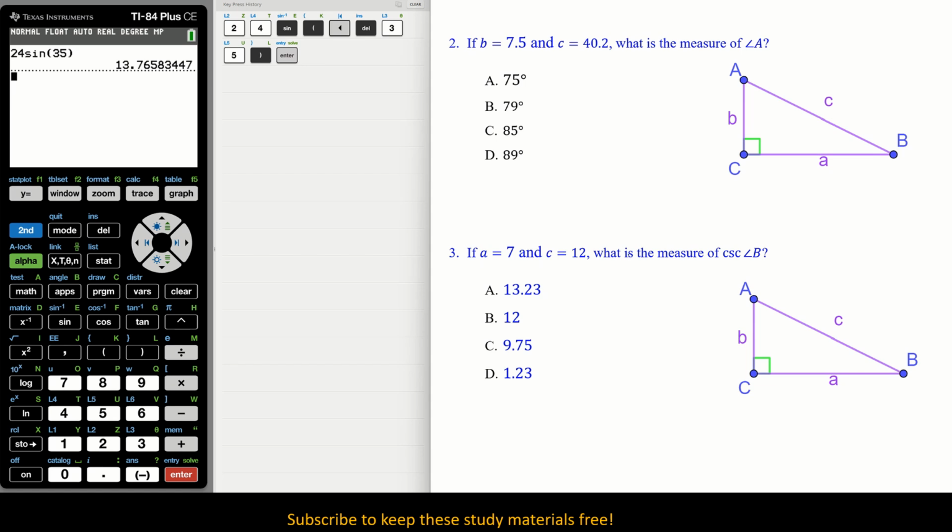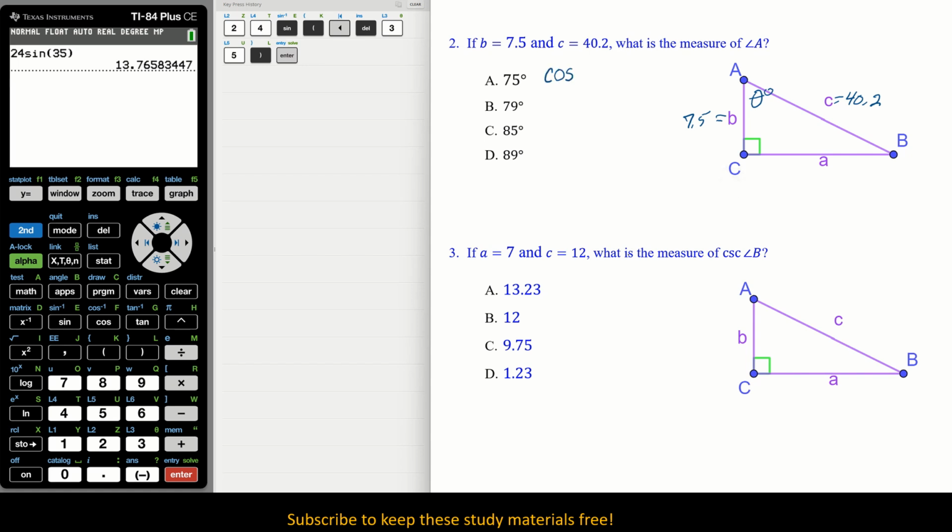Okay, number 2. If B equals 7.5 and C equals 40.2, what is the measure of A? So A is the theta we're looking for. So we have adjacent over hypotenuse. Using the inverse cosine, because cosine is adjacent over hypotenuse, that tells me we're using cosine. So we can just put it in your calculator exactly like this.